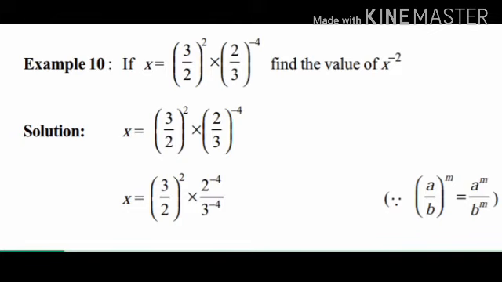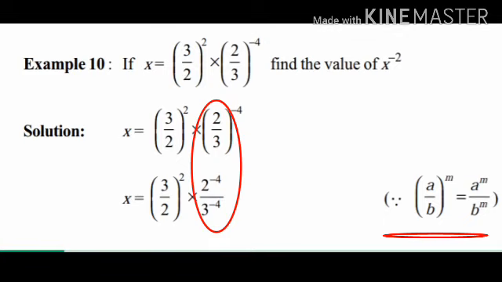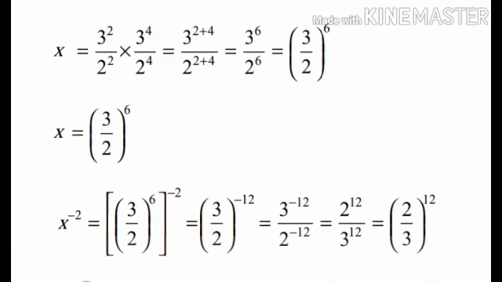Next question: if x is equal to (3/2)² into (2/3)^-4, then find the value of x^-2. Solution: x is equal to (3/2)² into (2/3)^-4. That is equal to (3/2)² into 2^-4 / 3^-4, since (a/b)^m = a^m / b^m. That is equal to 3² / 2² into 3⁴ / 2⁴, according to a^-m = 1/a^m and a^m = 1/a^-m.